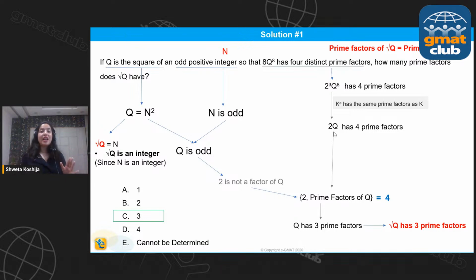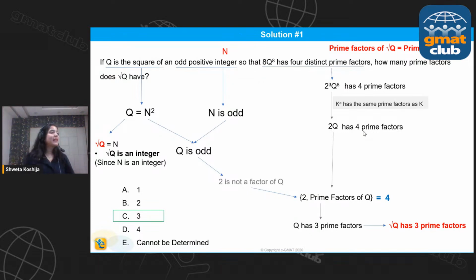Did everybody understand this question? Just look at the entire flow. If I did not have this odd piece of information, then this 2q had 4 prime factors. There could be two possibilities. One, that q already has a 2 in it, in which case q would also have 4 prime factors. The other is what we saw, that q does not have a 2 in it, and that q had 3 to begin with, and 2 was a new prime factor.